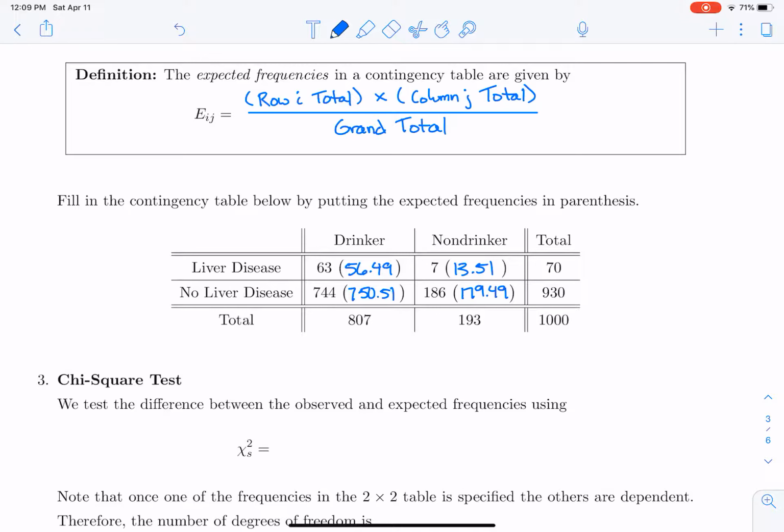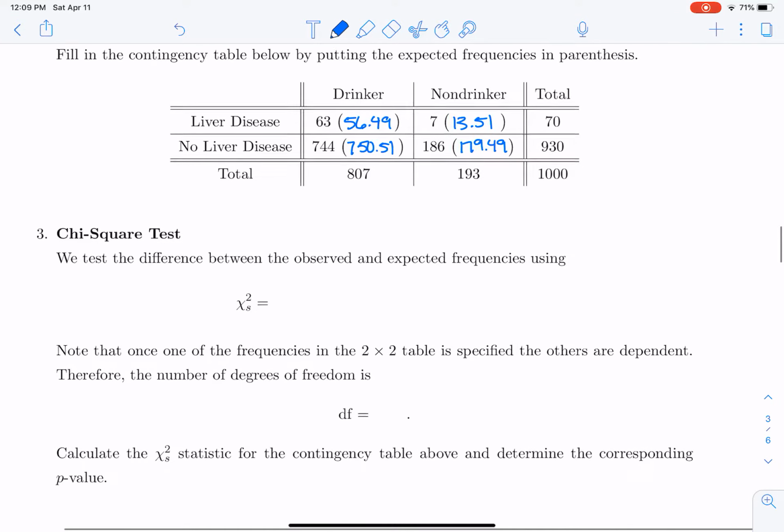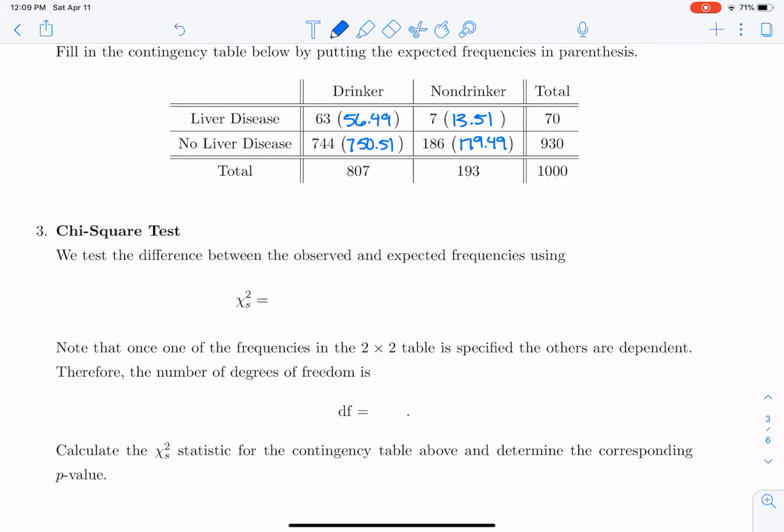And so we're going to define a new chi-squared test. The chi-squared statistic is going to be: we take the observed frequencies, call them O sub ij, minus the expected frequencies, E sub ij. We square those, and then divide by E sub ij, the expected frequencies. We're going to sum over the two rows and the two columns. The number of degrees of freedom in this case is going to be 1.